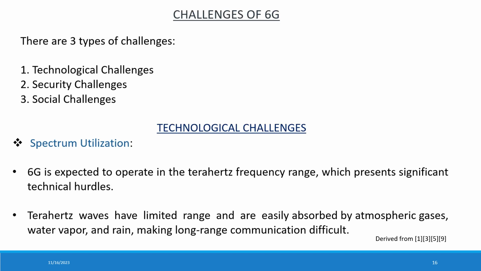Then the challenges of 6G. There are three types of challenges: technological challenges, security challenges, and social challenges. Technological challenges include spectrum utilization. That is, 6G is expected to operate in the terahertz frequency range, and it makes long-range communication difficult, as these terahertz waves can be easily absorbed by atmospheric gases, water vapor, and rain.